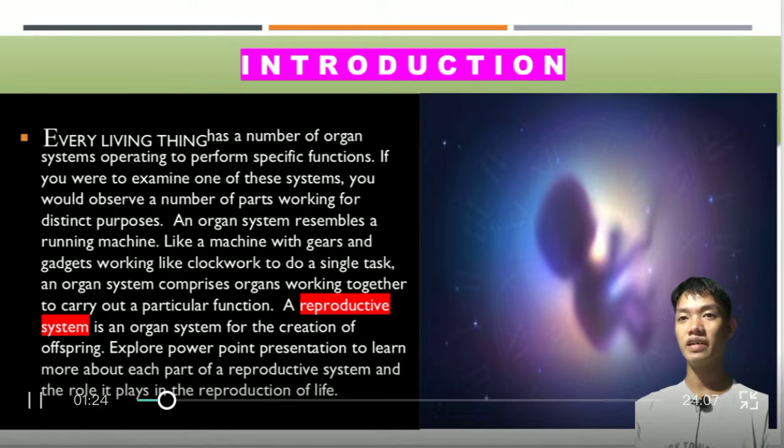So for the introduction, every living thing has a number of organ systems operating to perform specific functions. If you were to examine one of these systems, you would observe a number of parts working for distinct purposes. An organ system resembles a running machine, with gears and gadgets working like clockwork to do a single task. So an organ system comprises organs working together to carry out a particular function. A reproductive system is an organ system for the creation of offspring. Explore the PowerPoint presentation to learn more about each part of the reproductive system and the role it plays in the reproduction of life.